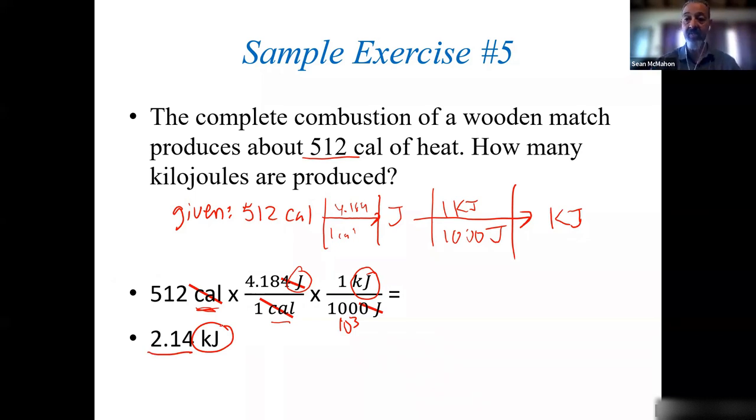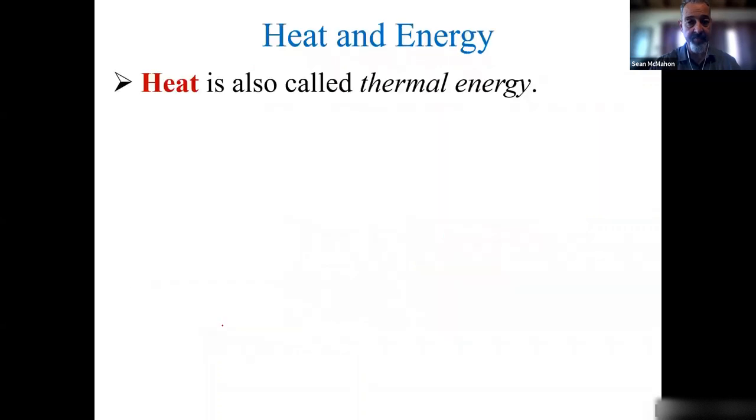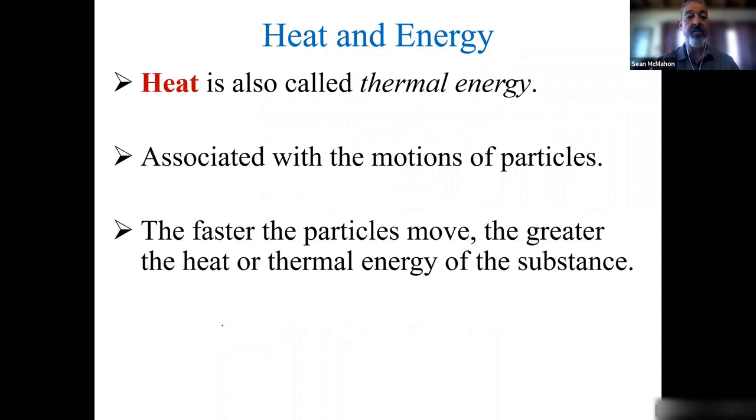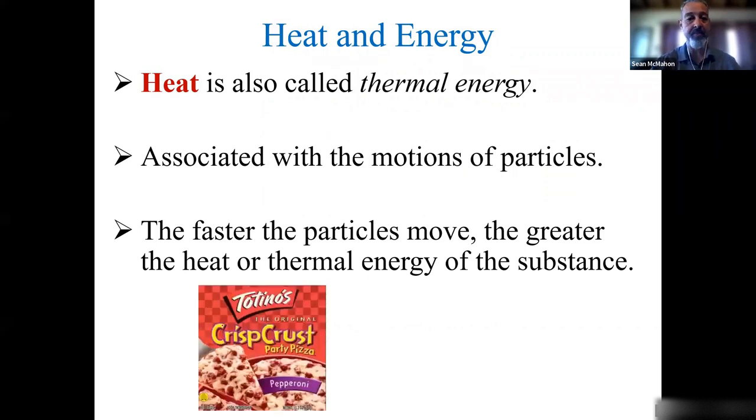So that was sample exercise 5 if you have that handout. So we talked a little bit about heat being thermal energy. It's associated with motion. The faster the particles move, the greater the heat or thermal energy. And if you get cold, sometimes don't you move your hands fast to warm them up? You can feel them getting hot. That's because when things move faster, they have more thermal energy, so there's more heat stored.